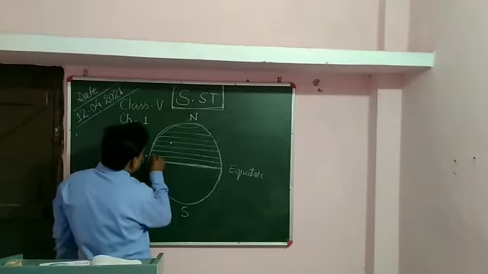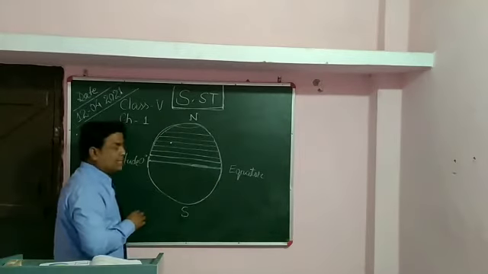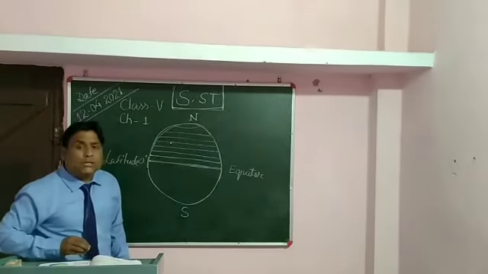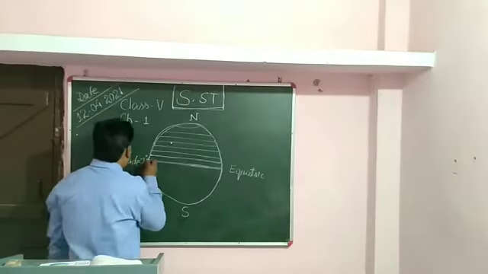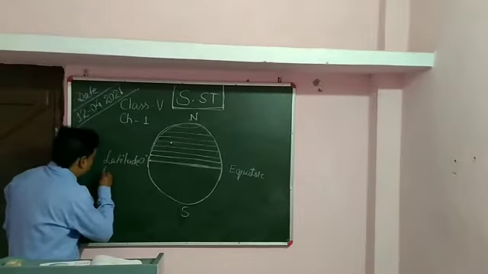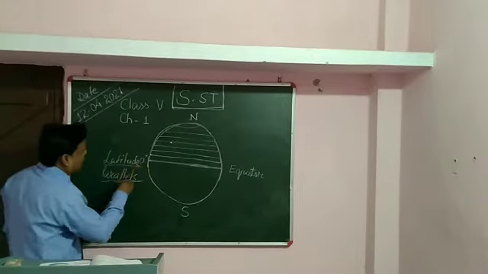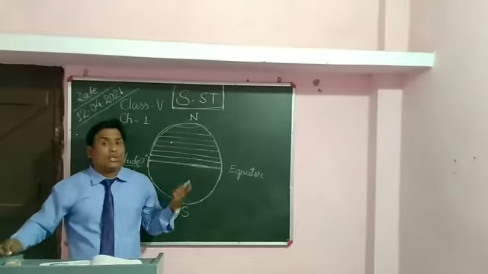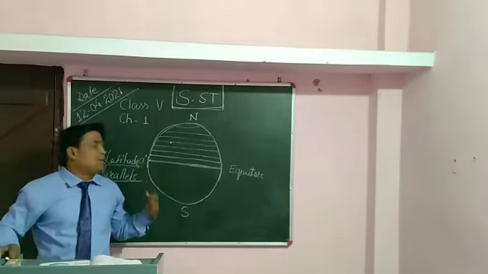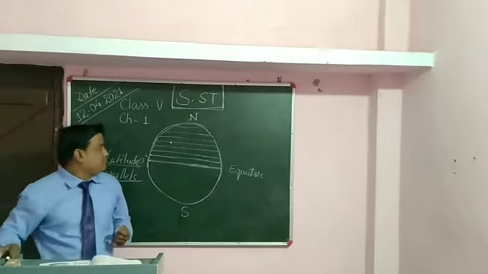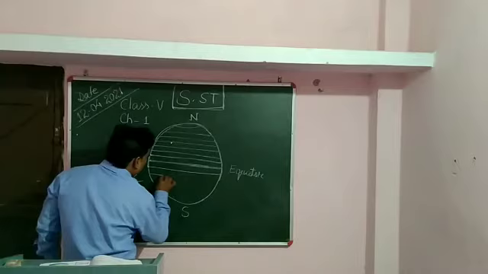Latitude means the lines which go parallel to the equator are known as latitudes. Latitudes are also known as parallels. You have to keep that in mind. The other name of latitude is parallel. Here a question may arise: what is the other name of latitude? Then you have to answer, the other name of latitude is parallel.